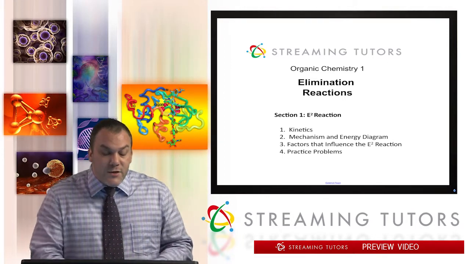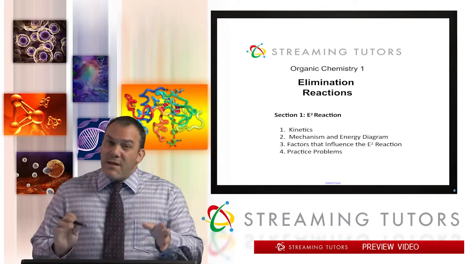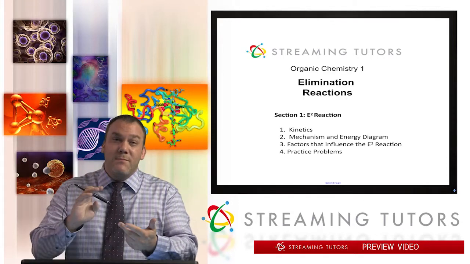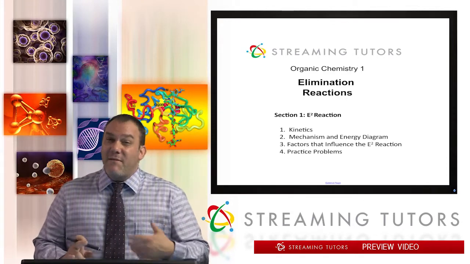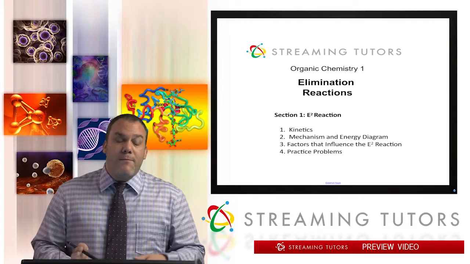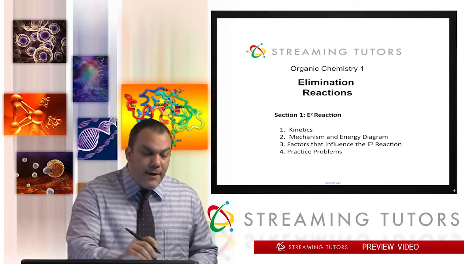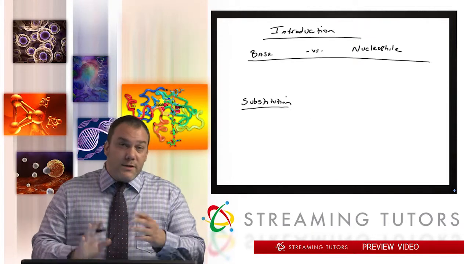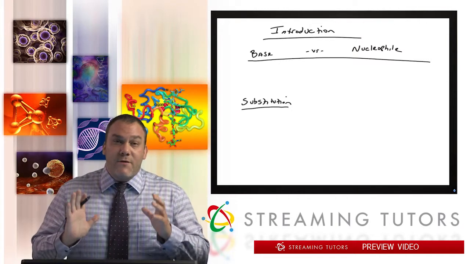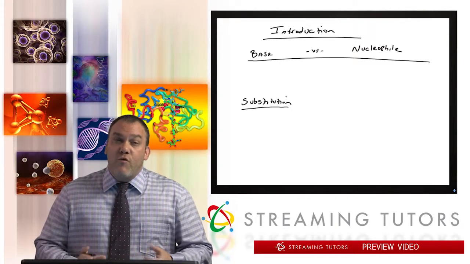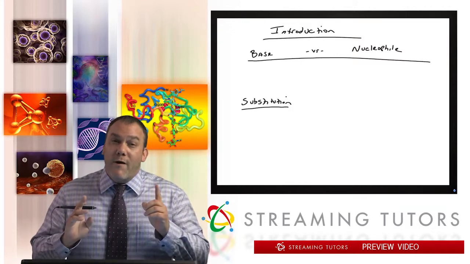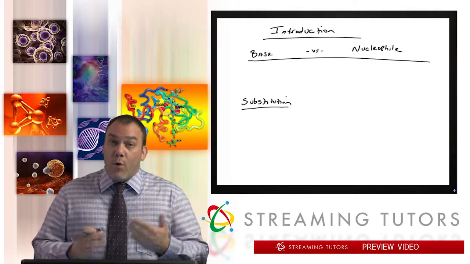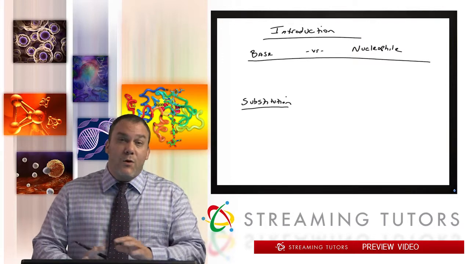As you can see from my list here, everything is exactly as it was with SN2 and SN1. We talk about the mechanism, the kinetics, we go through the factors that make it faster, and then we wrap up with some problems. Same kind of pattern. The first thing I want to talk about is an introduction to this concept. One of the first things we have to recognize is that elimination requires not a nucleophile, it requires a base. SN2 and SN1 can have nucleophile or base, but for elimination, it's only going to be a base.